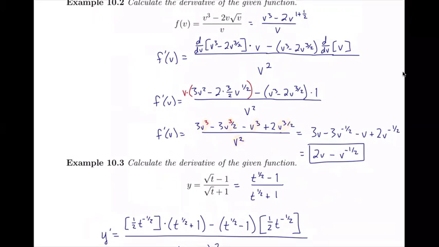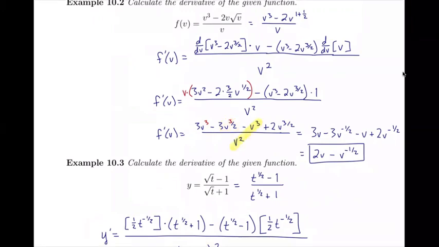And in this case, what happens is this. This term and this term cancel to get 3v. These two cancel to be negative 3v to the negative 1 half. v to the 3 halves minus 2. 3 halves minus 2 is negative 1 half. We're subtracting that v squared, that power of 2.